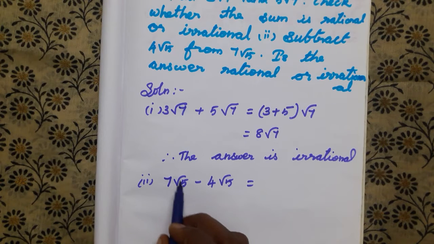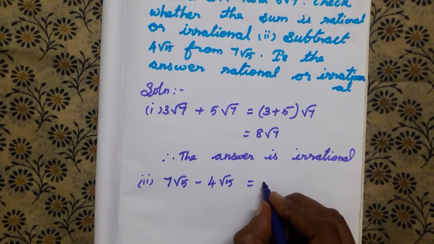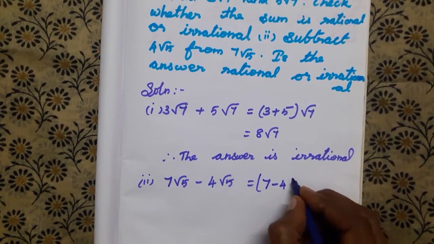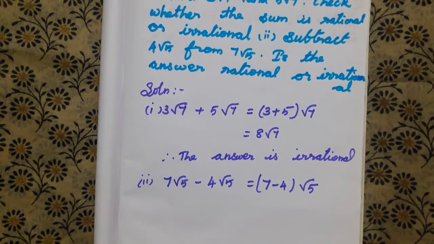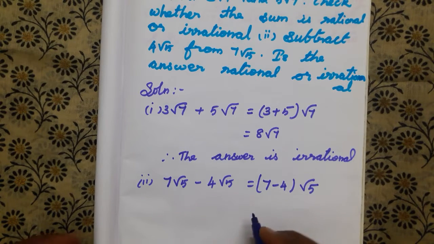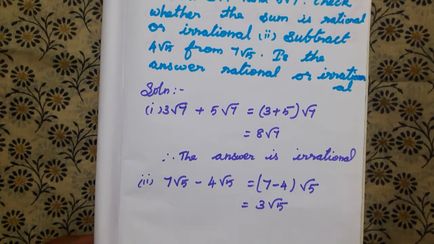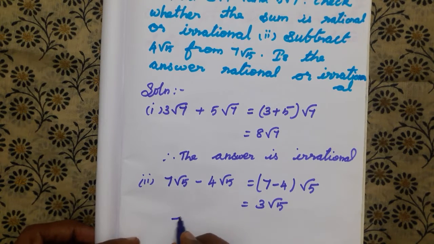Now we check this. The order is also the same. Here the radicand is also the same. So we can subtract the coefficients: 7 minus 4 into root 5. It's equal to 3 root 5. Is the answer rational or irrational? Irrational. The answer is irrational.